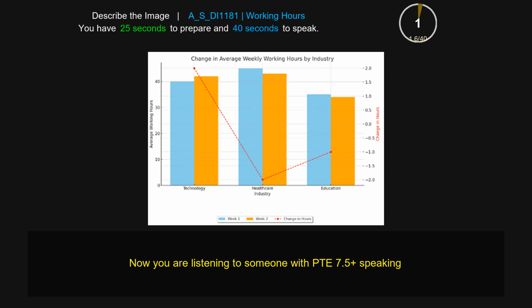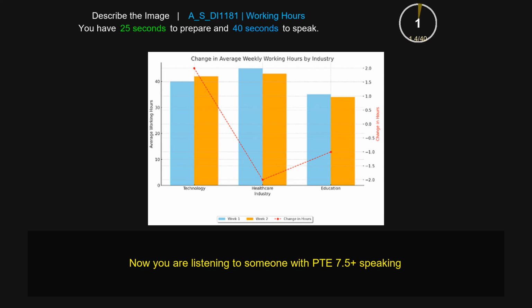In this picture, we get to see a comparison of a bar chart for the change in average weekly working hours by industry in technology, healthcare industry, and education. In the x-axis, we get to see the three sectors, and in the y-axis, we get to see the average working hours ranging between 0 and 40. We get to understand that the blue, which is week 1, is less for technology. However, for the healthcare industry and education, week 1 is more work compared to the technology sector.